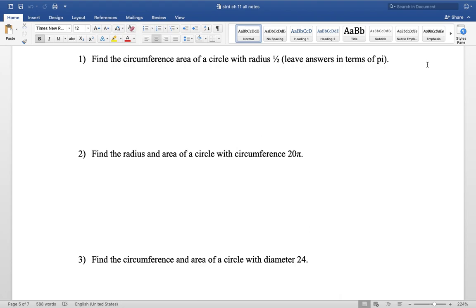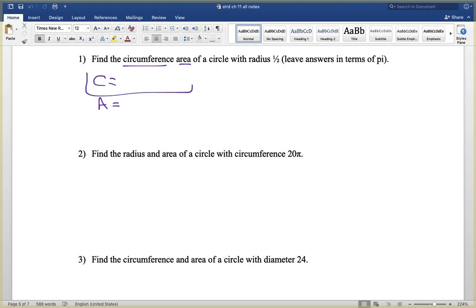Now in our first question, it says find the circumference area. Well, circumference area isn't really a thing. That's supposed to say find the circumference and area. So this is actually asking us to find two separate things, circumference and area. So I'm going to set up my answer boxes there. Of a circle with a radius of 1/2.